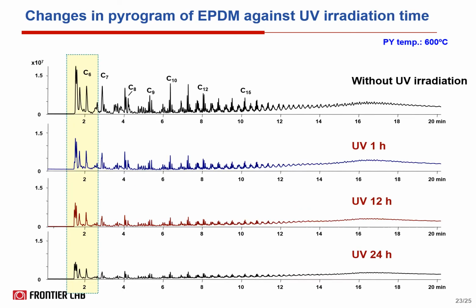These are pyrograms obtained at 600 degrees C without UV radiation and with UV radiation for 1 hour, 12 hours, and 24 hours. The peak intensity decreased as UV irradiation time increased. It may be attributed to the degradation of EPDM copolymer with UV irradiation time. Let's take a closer look at the peaks highlighted with yellow background here.